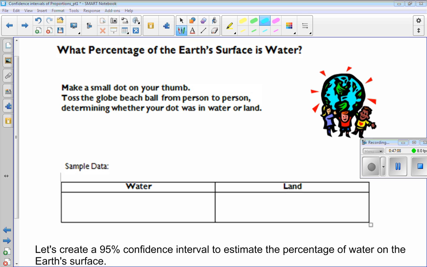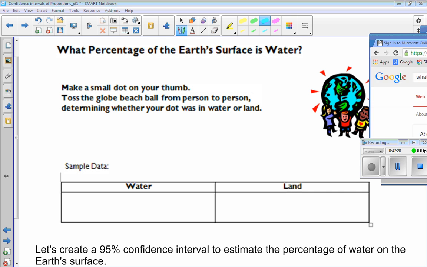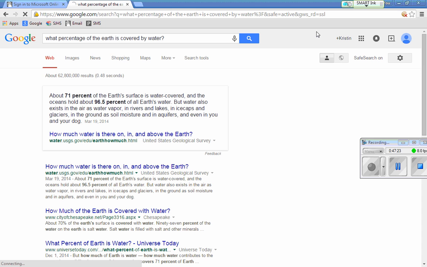Let me type it in: what percentage of the Earth is covered by water? So, according to Google, and we're all assuming that Google doesn't lie, right, and that it's a good search engine, and this is actually a government website, and I don't know if I trust the Geological Survey or not. They're a little shady sometimes. I'm just kidding. I have no idea. They're fine. But about 71% of the Earth's surface is water covered. That's according to this.